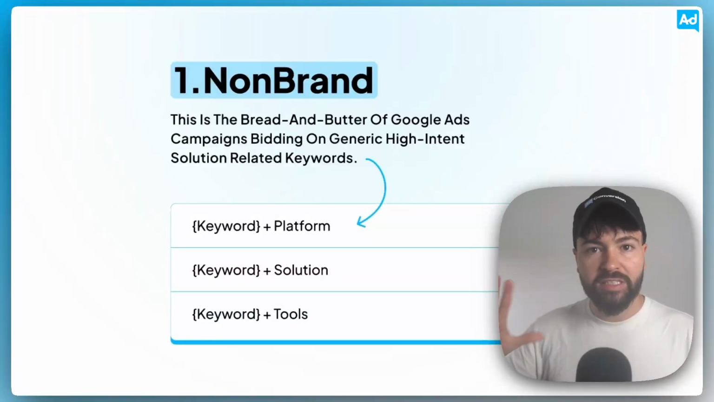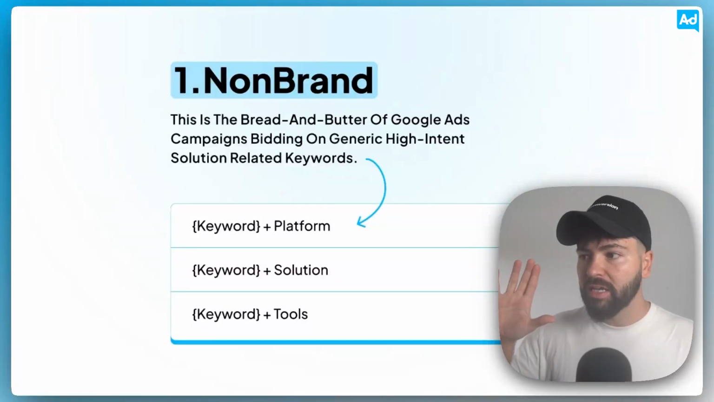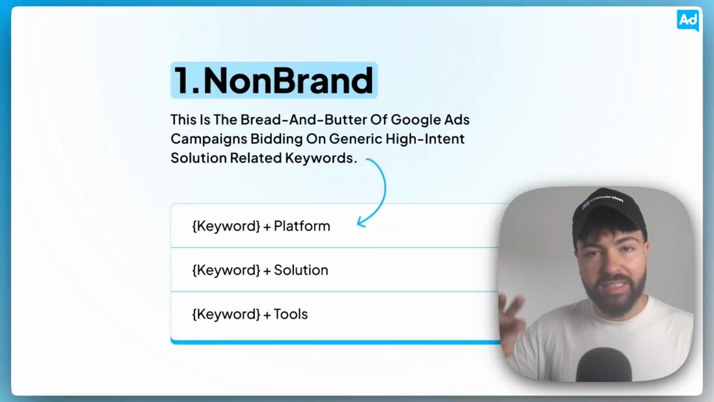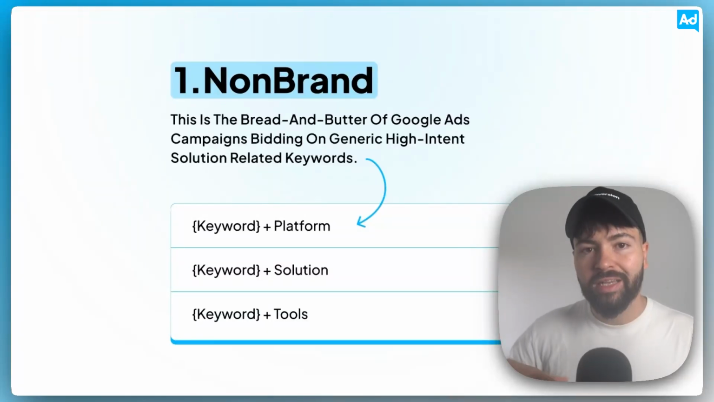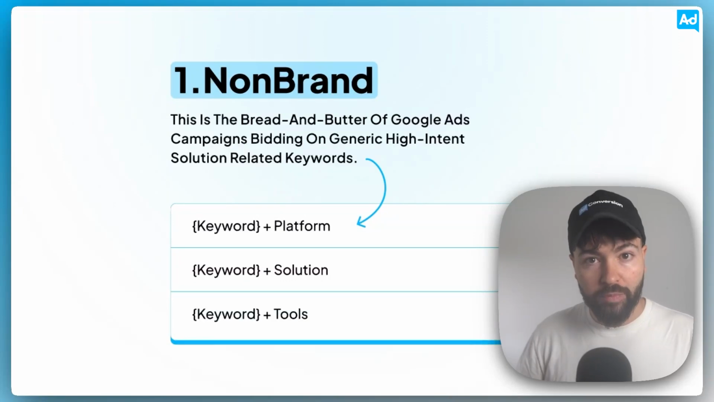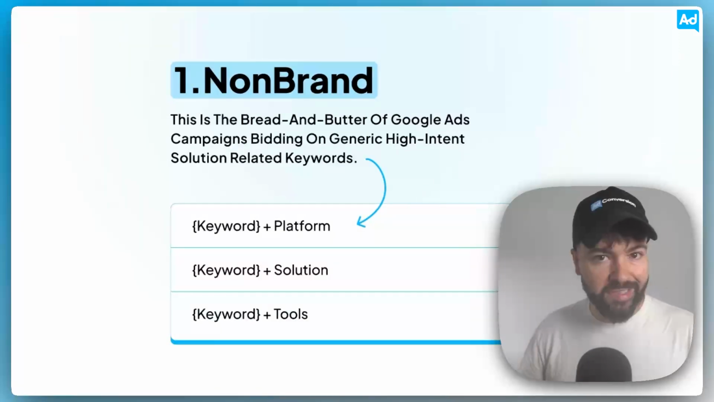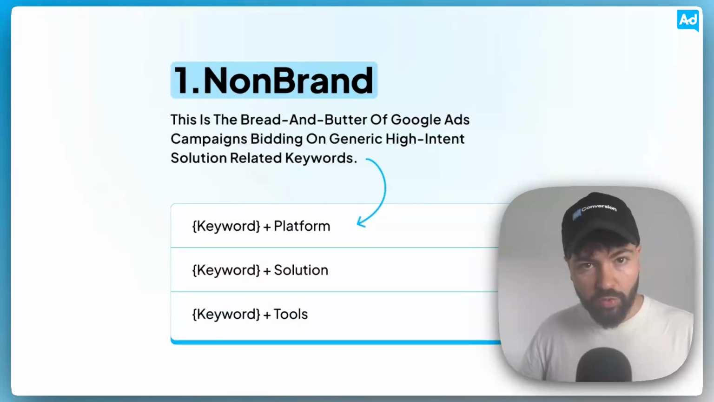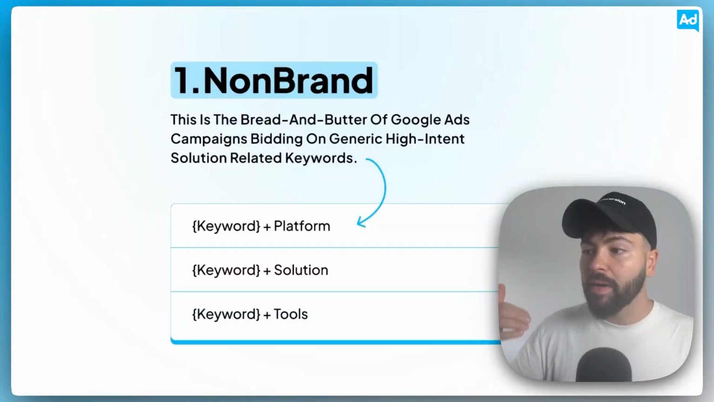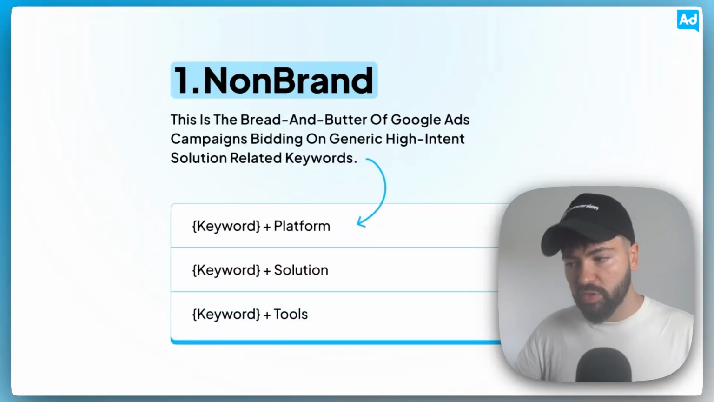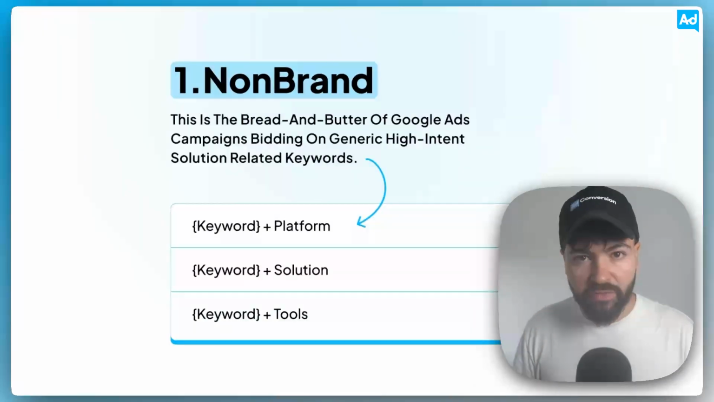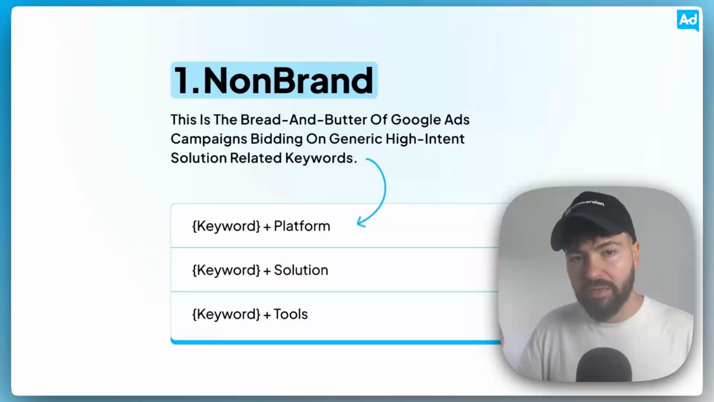But if you're a small business, you're in e-commerce, just choose the keyword that makes sense for you. So for us, that would look something like keyword plus platform, keyword plus solution, keyword plus tools. For instance, we launched our new ad automation software recently called Sammy, and it's an ad automation tool. So if we wanted to bid on Google search ads using non-brand, we might do ad automation platform or ad automation solution or ad automation tools, or we could even get a little bit more specific because Sammy's integrated with Google, LinkedIn, Meta, and YouTube.